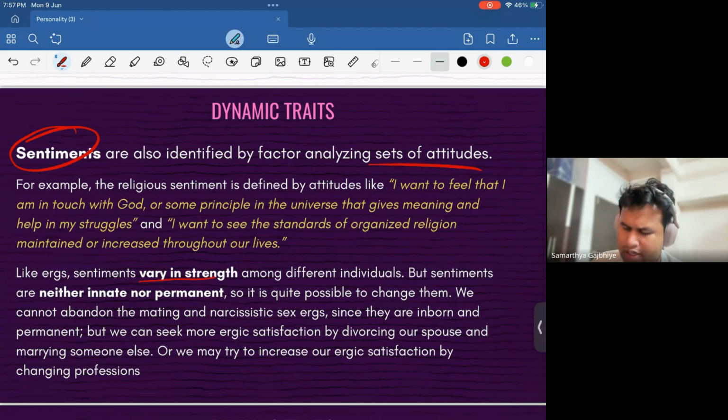They of course vary in strengths. They are neither innate nor permanent. Different people will have different strengths of ergs. It is possible to change them. Whatever you learned, whatever you think is hereditary in childhood, does not have to remain so in adulthood. You can learn and unlearn patterns. That is the point of change. Okay. ठीक है.